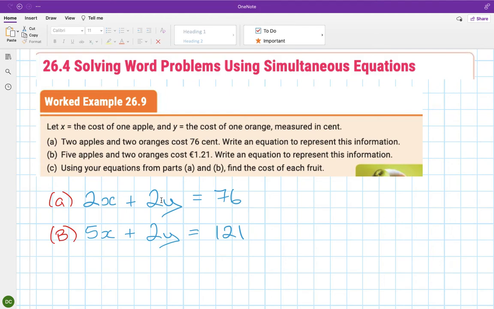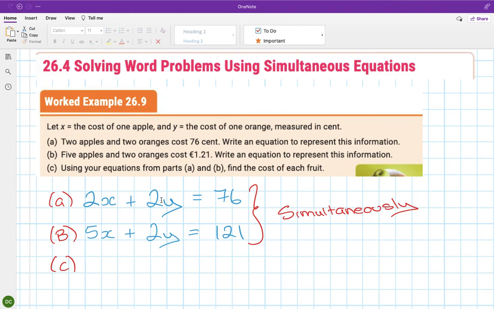It says that the x and the y is in cent, so we need our answer to be in cent as well. And then it says use your equations from part A and B to find the cost of each fruit. So I need to solve these two simultaneously. And that will give me the cost of each fruit.